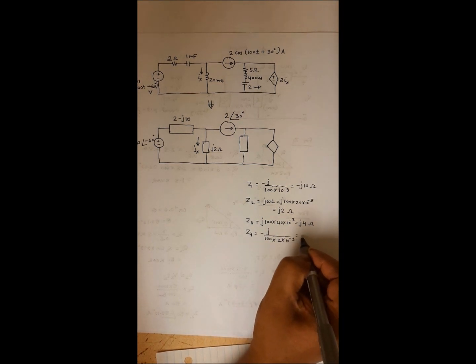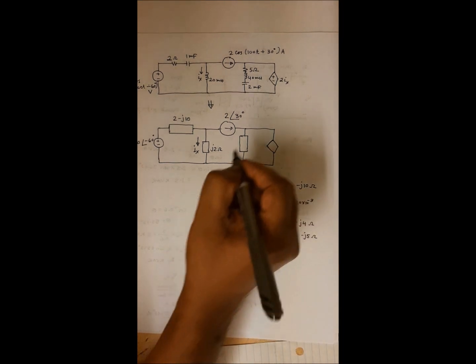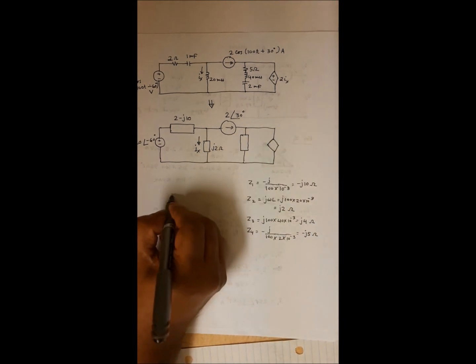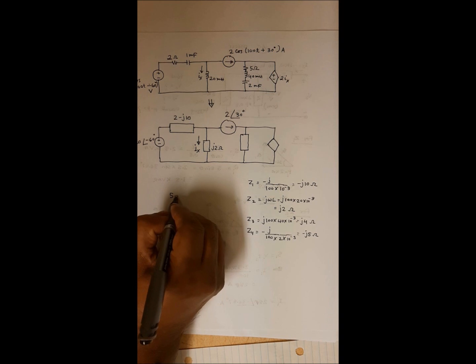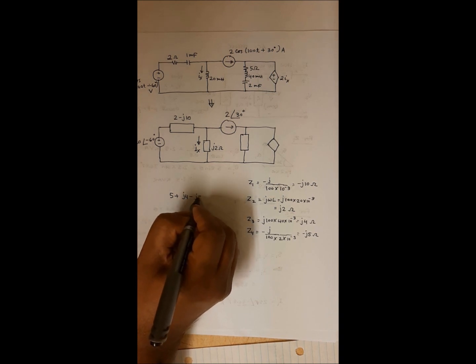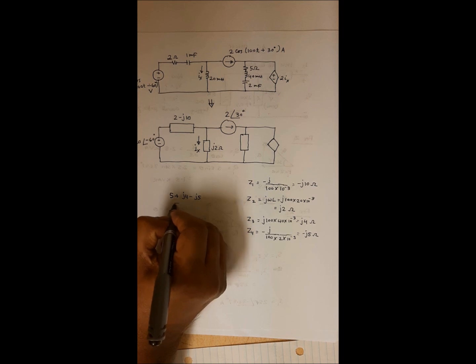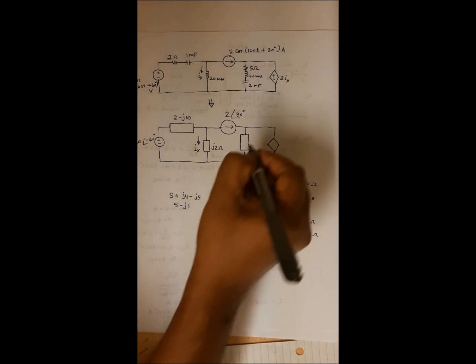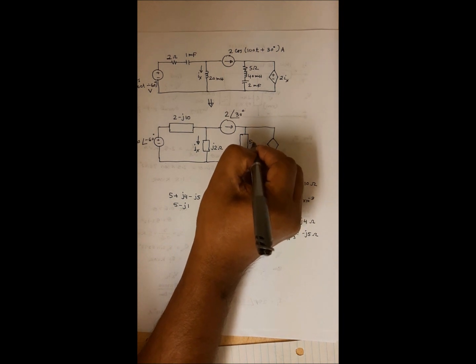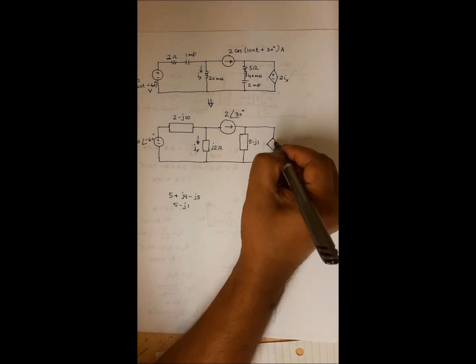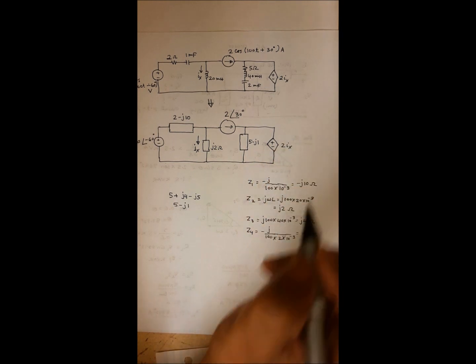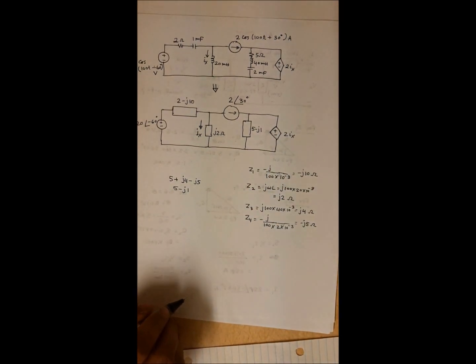So that will be 5. So now this branch will be 5 plus J4 minus J5. Simply we can write 5 minus J1. And this value is 2Ix. So I prepared the circuit.